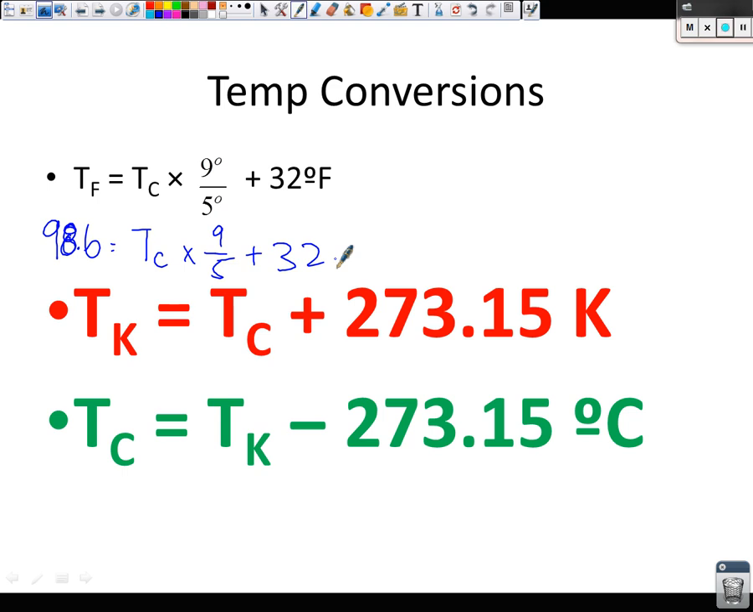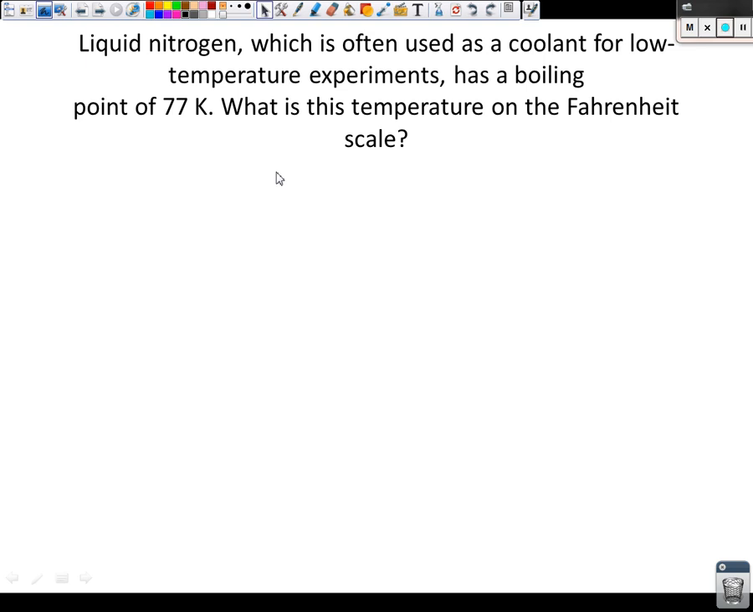And this is the part that I want to make sure that you understand. How do you divide by a fraction? Multiply by the reciprocal. What's the reciprocal of 9/5? 5/9. And that's why I hate going from Celsius to Kelvin. So we're not even going to worry about that. So what I do want to do is this one.